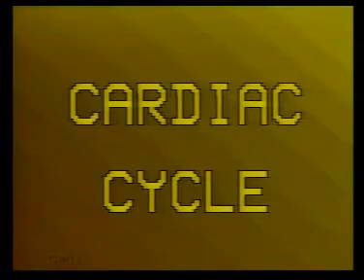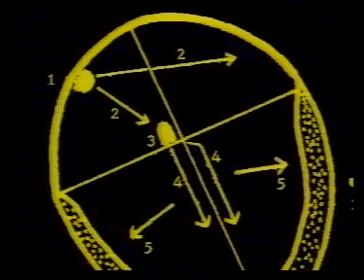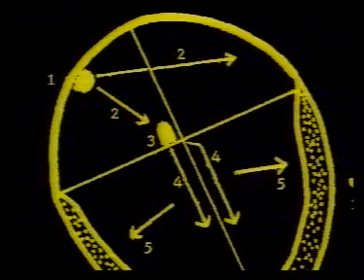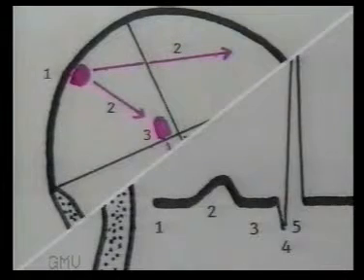Now we come to the cardiac cycle, or the chain of electrical events that occur during a heartbeat. The process of depolarization begins at 1, that is at SA node, passes to the atria, that's number 2, and then at 3 it passes across the AV node to the ventricles. In the ventricles it travels along the right and left bundle branches marked 4, and then through the Purkinje fibers to the ventricles.